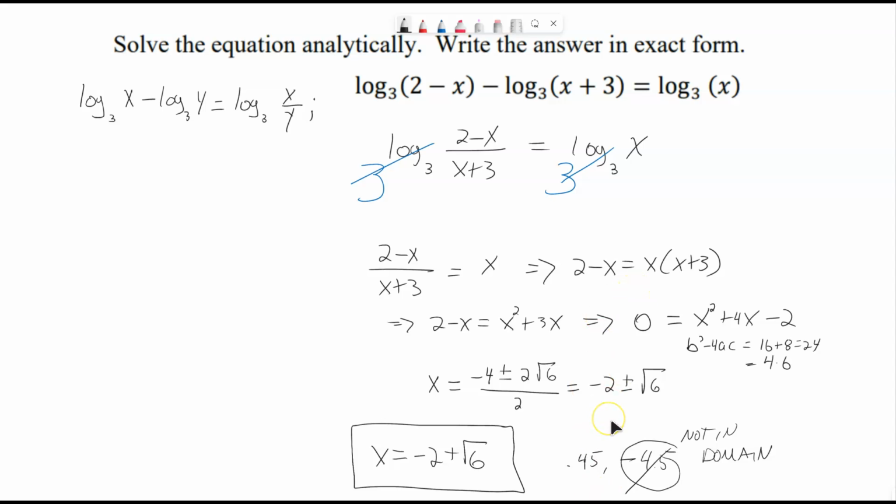Make sure you check your answers on all equations where you have expressions that have domain restrictions, like logarithms or rational functions or radical functions of even root. Those you have to check for extraneous solutions every single time because they often exist. All right, I hope this helps.